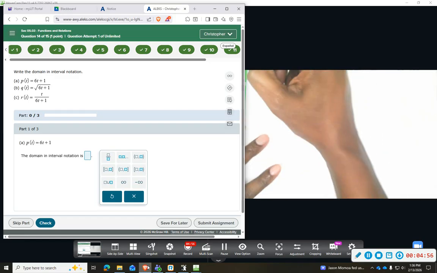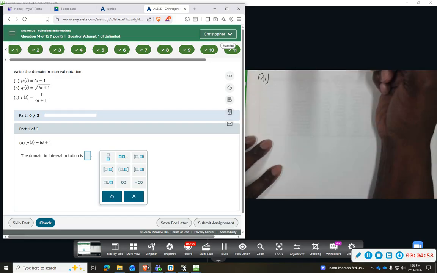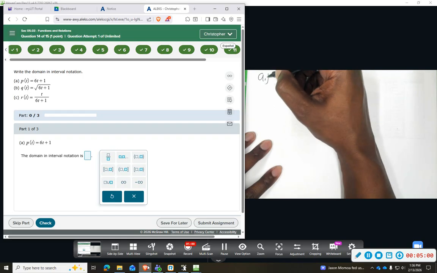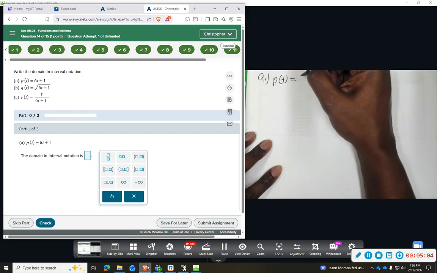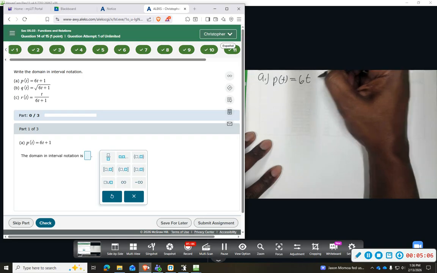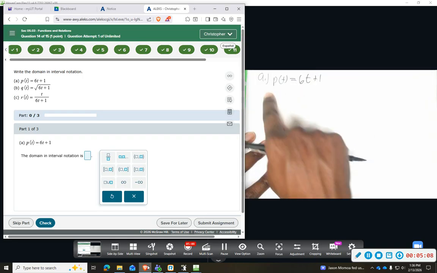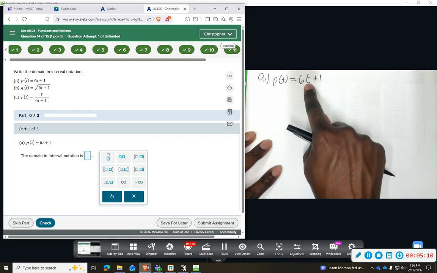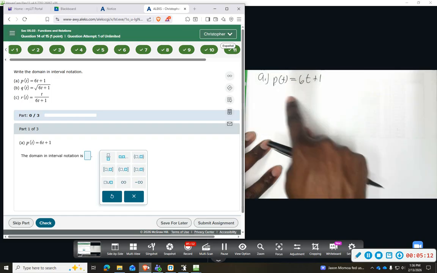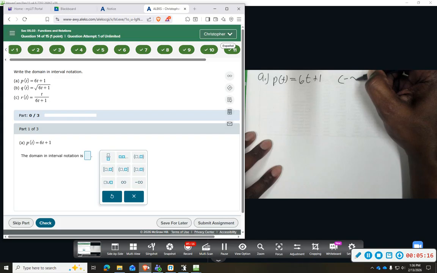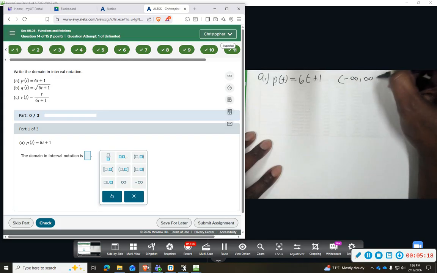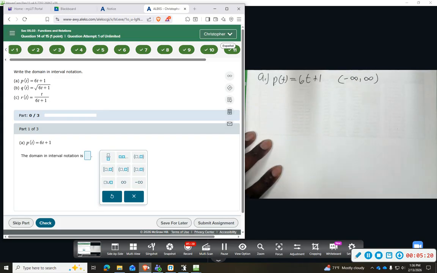So part A. Okay, I look at this function P of t is equal to 6t plus 1. This expression doesn't have any fractions, doesn't have any even roots, doesn't have a logarithm, so my domain is all real numbers, or negative infinity to positive infinity. Okay. Part B.